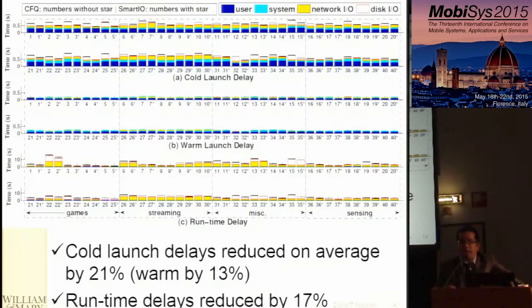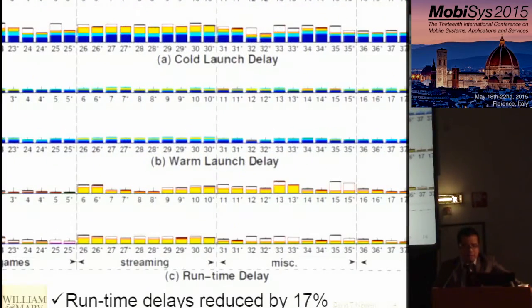Well, because when we have cold launch delays, a lot of IOs are going all the way to the storage, while in the warm launch delay, you have a lot of data already in the cache and in the memory, so not many IOs going all the way to the storage. That's why we don't benefit much there. And runtime delays are reduced by 70%. We can also take a closer look at one application, say 25. You can see pretty interesting saving for cold launch delay. Warm launch delay, not much. Runtime delay, not much.